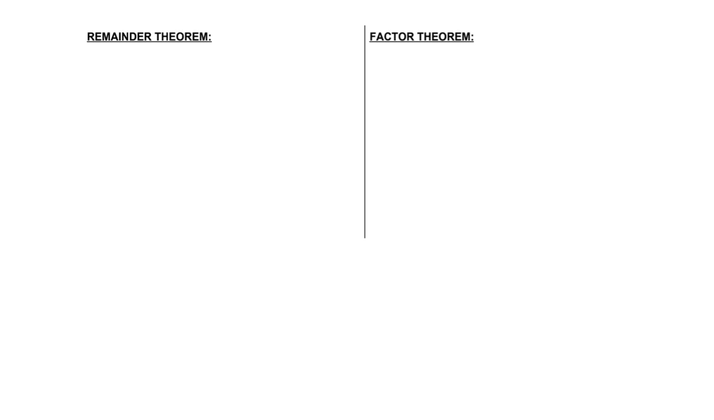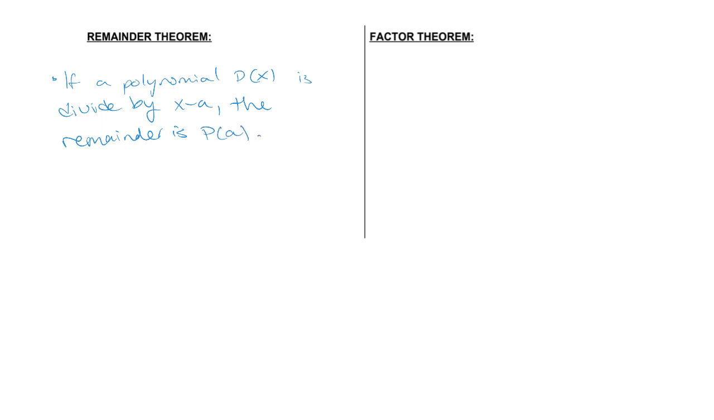All right, lastly, we have the remainder and factor theorem. The remainder theorem says if a polynomial p of x is divided by x minus a, the remainder is p of a. Meaning, right, if you substitute in what your a value is into the polynomial, for all the x's, essentially, that gives you your remainder.